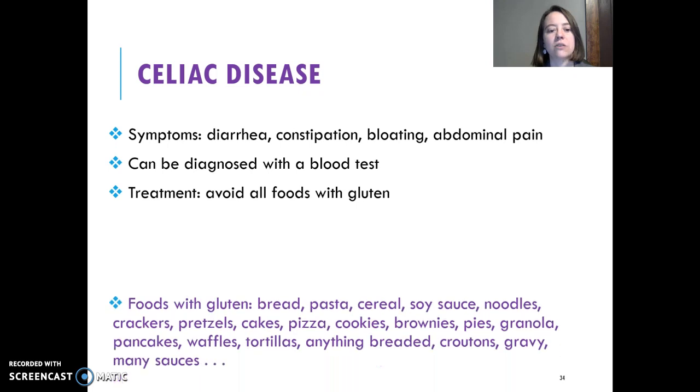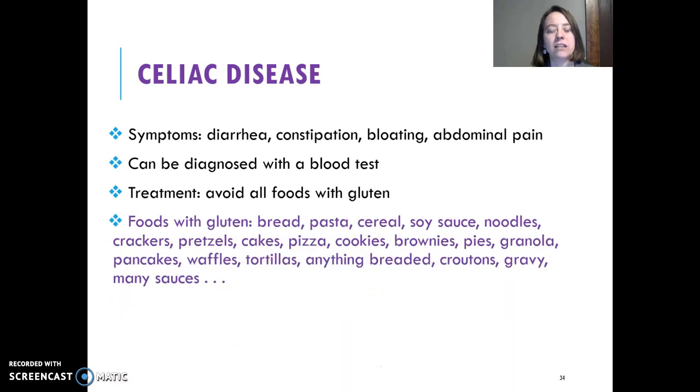So what is gluten found in? Bread, pasta, cereal, soy sauce, noodles, crackers, pretzels, cakes, pizza, cookies, brownies, pies, granola, pancakes, waffles, tortillas, anything breaded, anything with croutons or gravy, and many different sauces. So as you can see, this would take a big change in your diet.